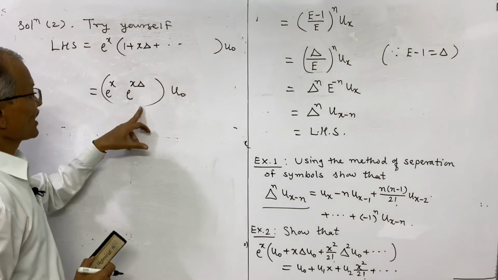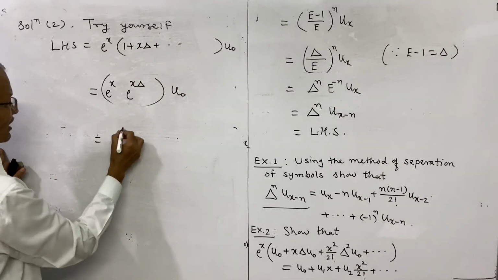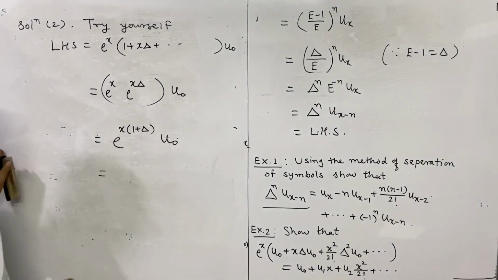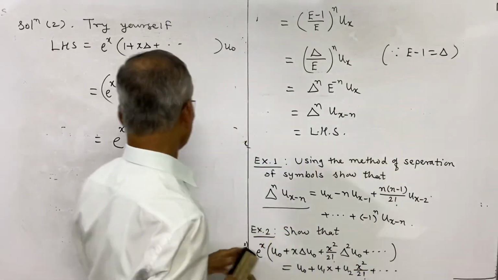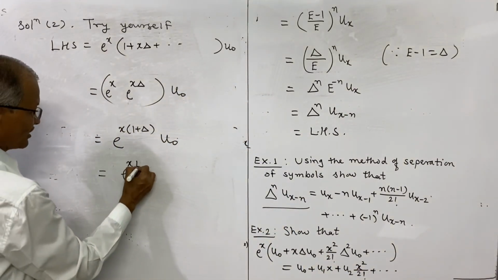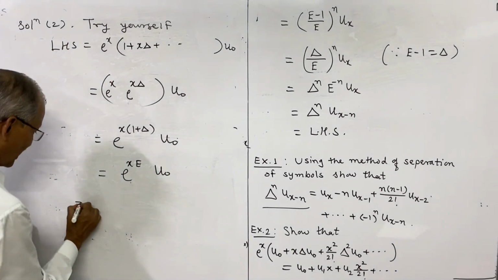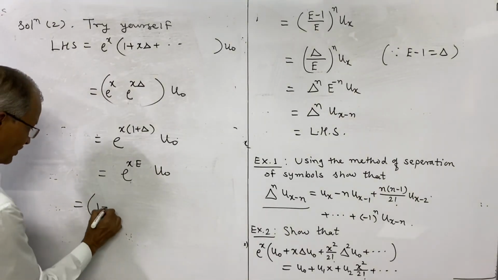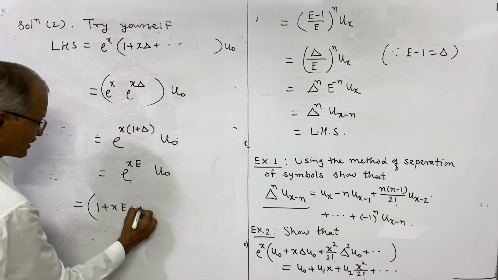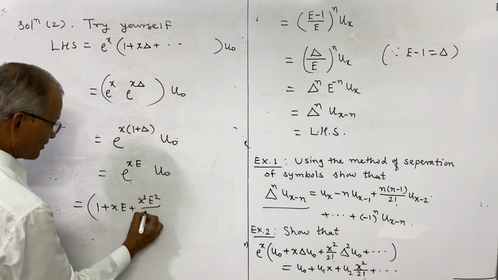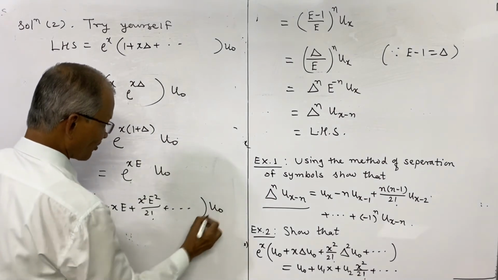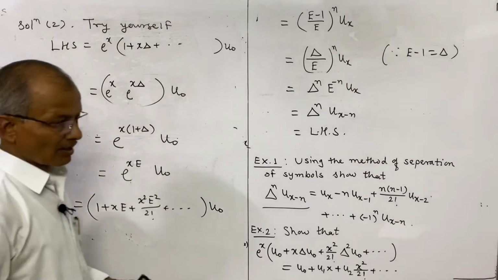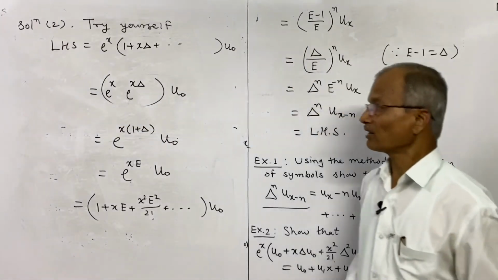I have written in short, and again this can be written as e power x is common, 1 plus delta of u naught. And then what is 1 plus delta? You see 1 plus delta will be e, and that is e power x into e of u naught. Again write the expansion of this e power x into e, and that is 1 plus x e plus x square e square divided by 2 factorial etc. Operate on u naught, and then you will get this result. So please try the second problem yourself. So the remaining part we will continue next time.